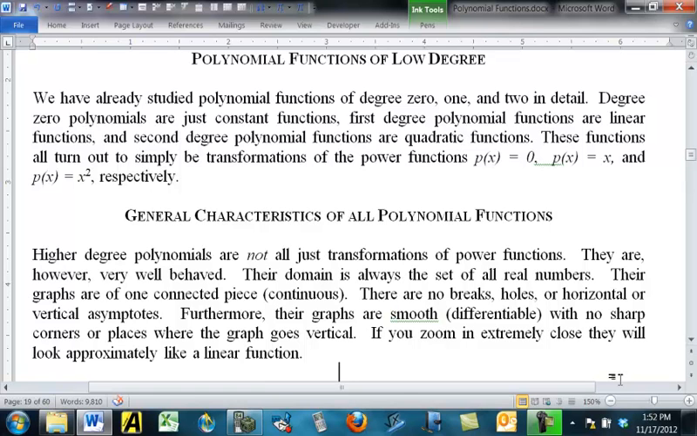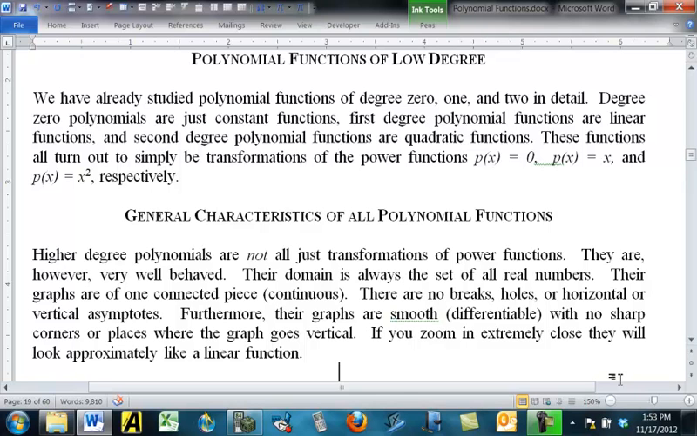There are breaks in the graph if you have power functions where the power is negative. Remember, all our powers here are positive, and they turn out to be just one connected piece. In fact, the domain is everything, so they go all the way from minus infinity to infinity, all one connected thing. They also are smooth. In calculus, we would call this differentiable. And what that means is there's no sharp corners or places where the graph goes vertical or almost vertical.